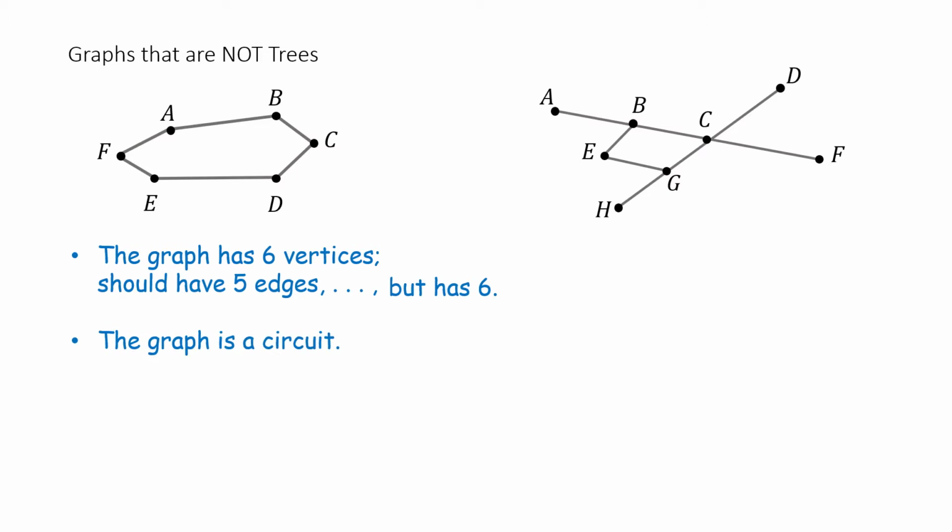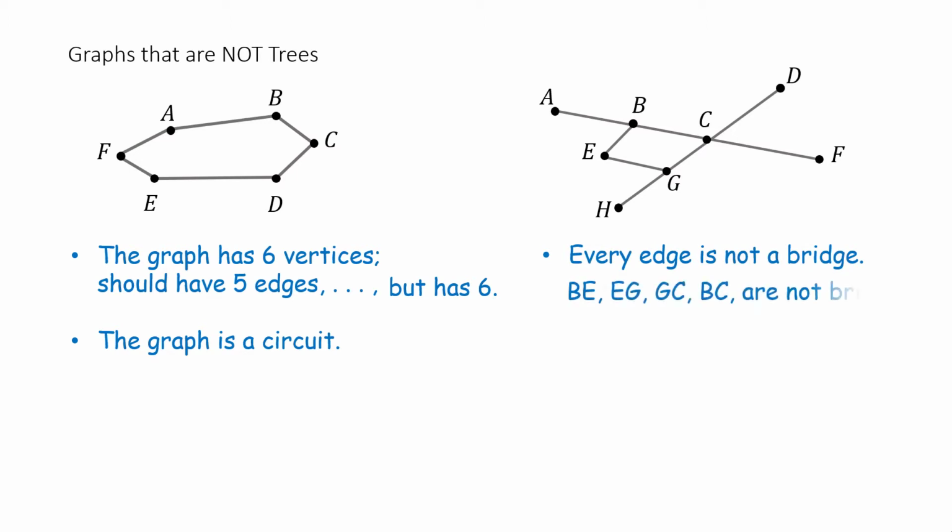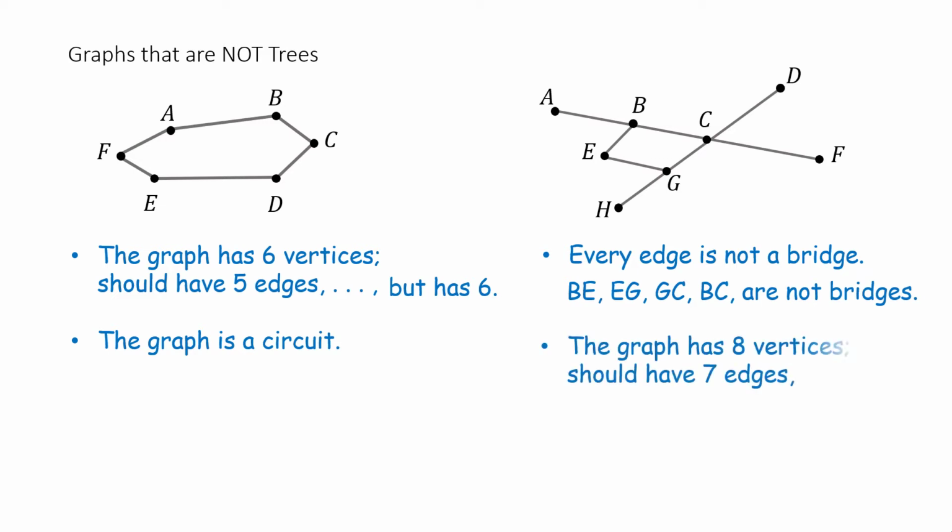Let's consider the graph on the right. Every edge is not a bridge. For example, BE, EG, GC, BC are not bridges. The graph has 8 vertices, should have exactly 7 edges, but has 8. The graph also contains a circuit. Consider BCGEB.